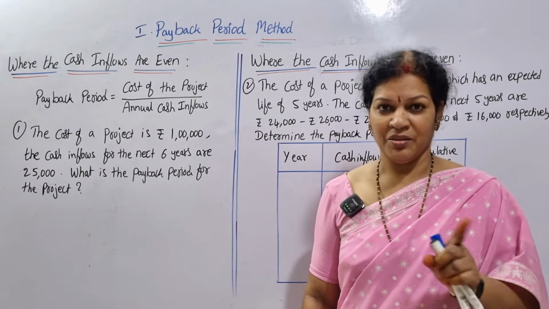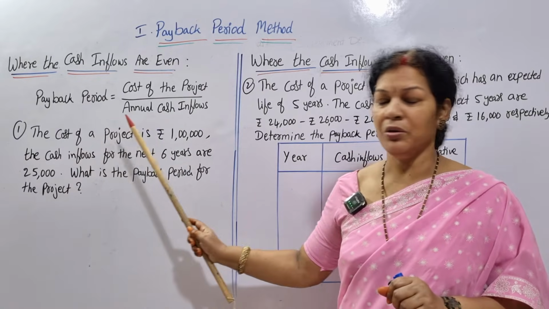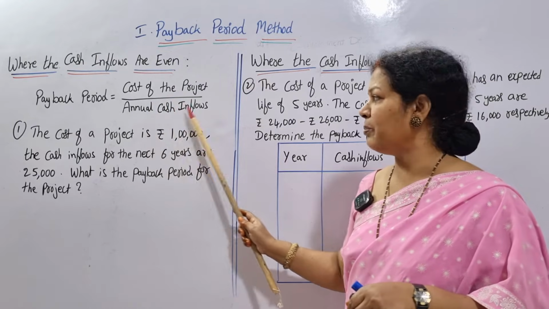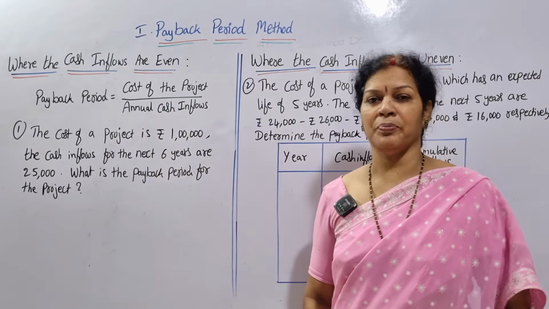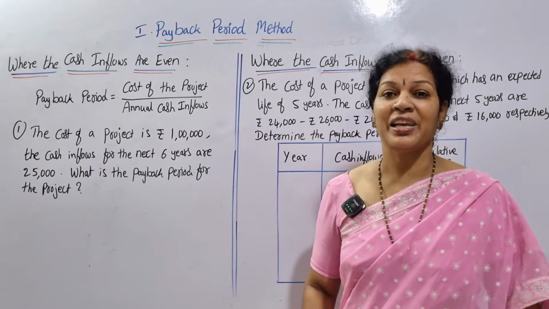Are you getting it? We'll work out a problem and we'll see. Right now you remember the formula. Payback period is equal to cost of the investment, we say it as cost of the project, divided by annual cash inflow. Cost of the project, how much you are investing, divided by annual cash inflow.